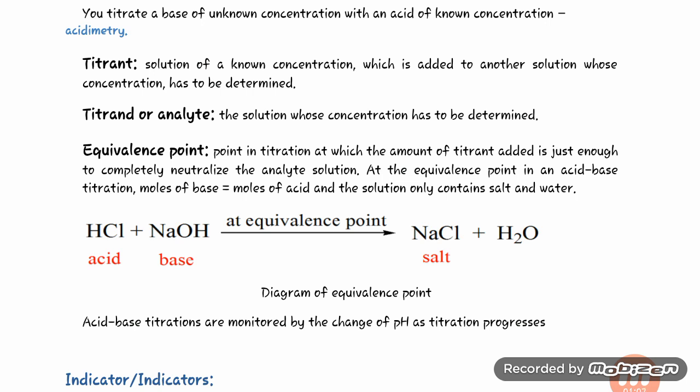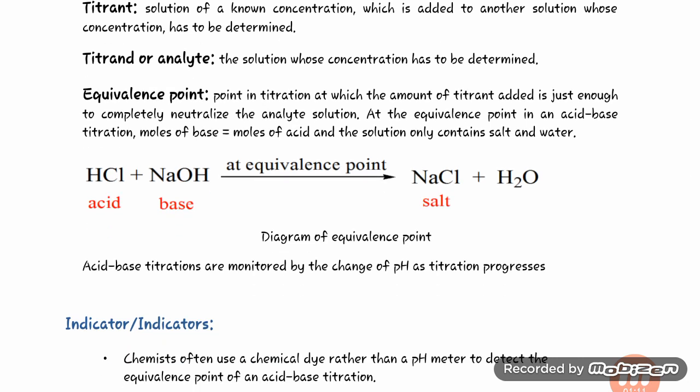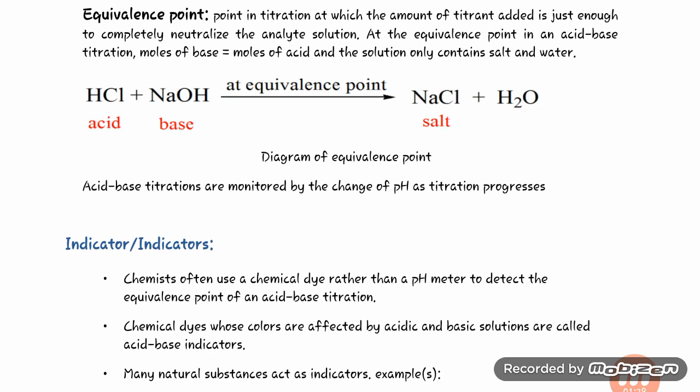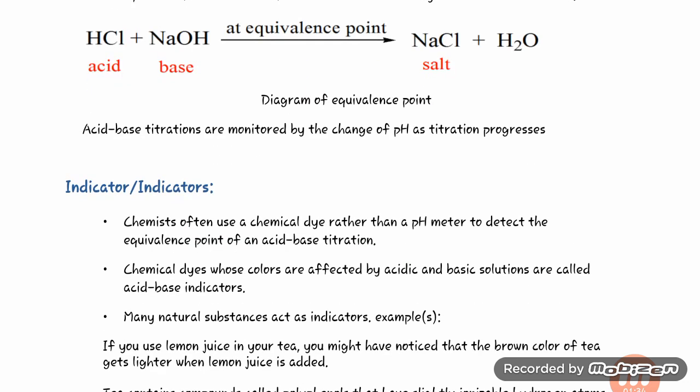At the equivalence point in an acid-base titration, moles of base equal moles of acid, and the solution only contains salt and water. So if the acid is HCl and the base is NaOH, at the equivalence point the salt formed is NaCl and H2O. Acid-base titrations are monitored by the change of pH as the titrant progresses.